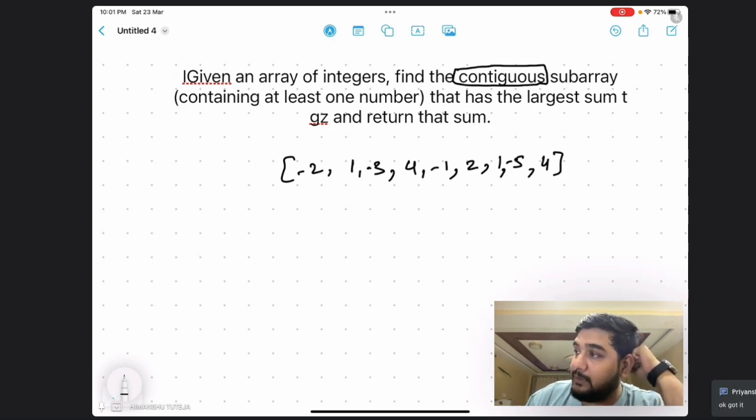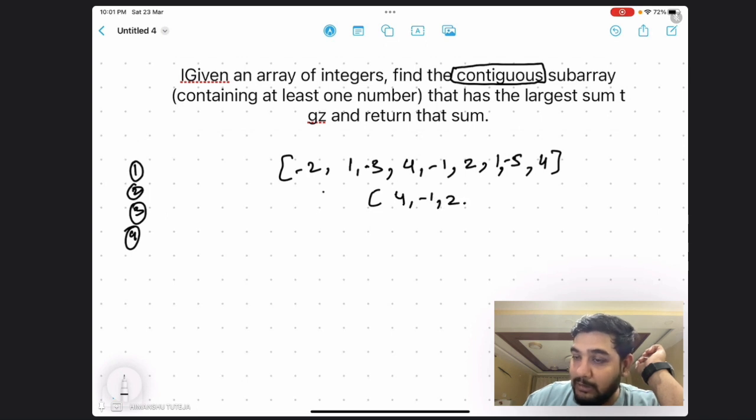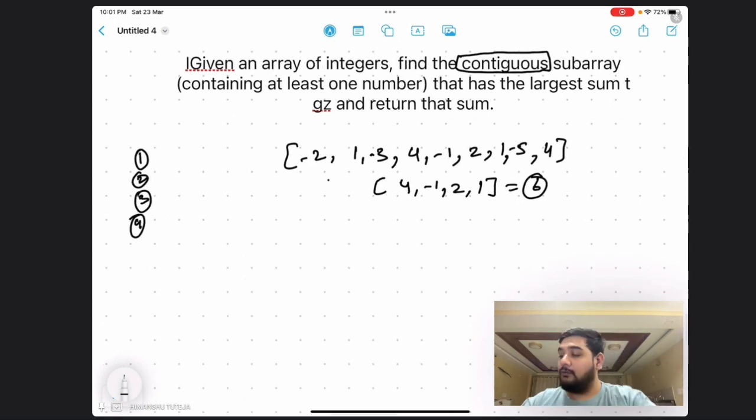If you see this problem statement, you will first find that -2 is not greater; -2 plus 1 is -1, then you will add -3. You will do all the permutations: a 1-element array, 2-element, 3-element, 4-element. You will just go in order and see what the answer will be. I am telling you the answer: 4 minus 1, 2 and 1, which has the largest sum, that will be 6.